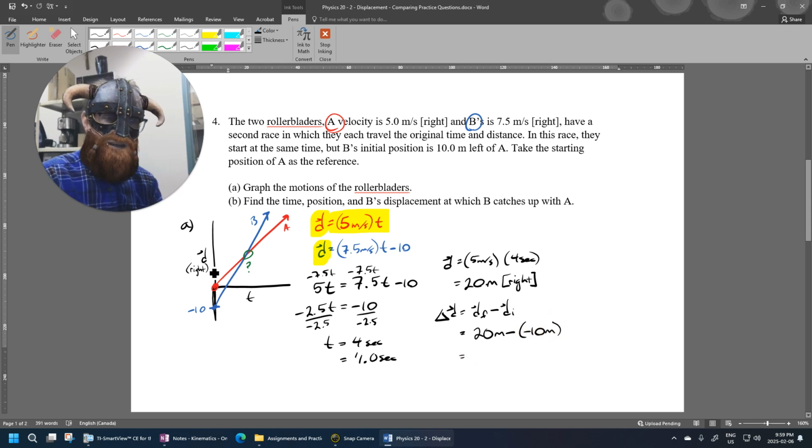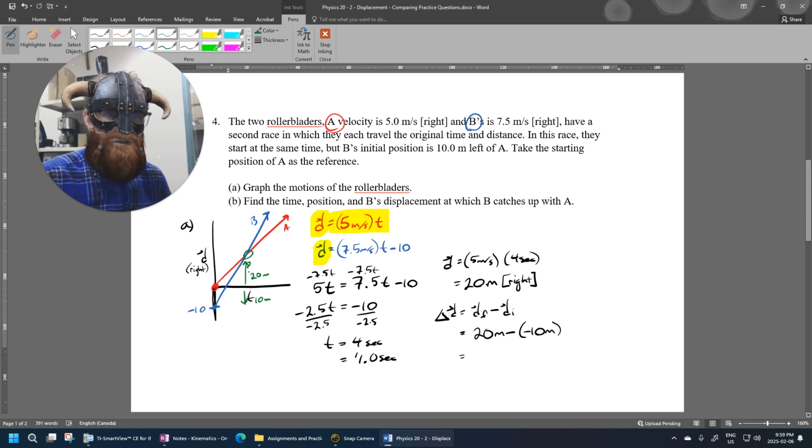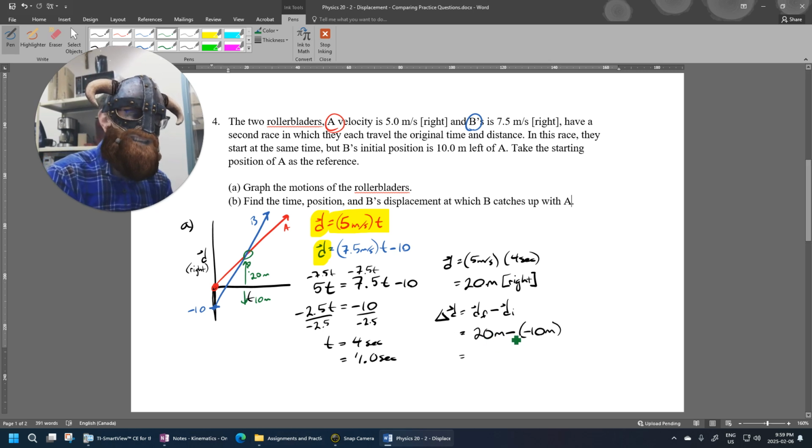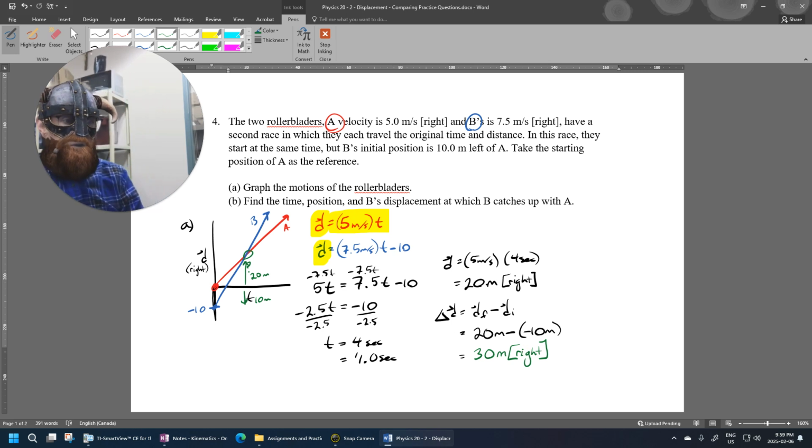I can even look at the picture and see how this is going to work out. It's 20 meters up, but the person started 10 meters back. I can see that the total displacement is those two pieces added together, so it's going to be 30 meters. And you can see here, 20 minus a negative 10, minus a negative is plus, so it's 20 plus 10. So we get 30 meters. And because it turned positive, which makes sense in this question, it's 30 meters to the right.